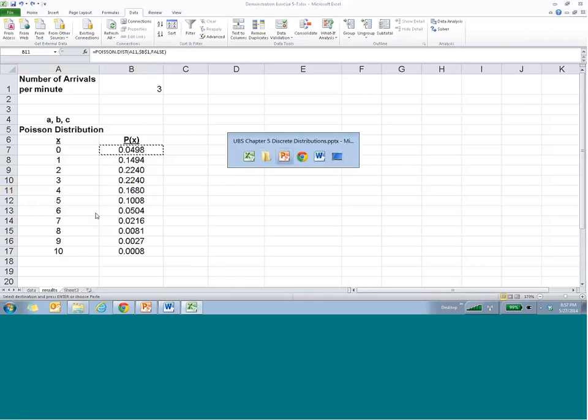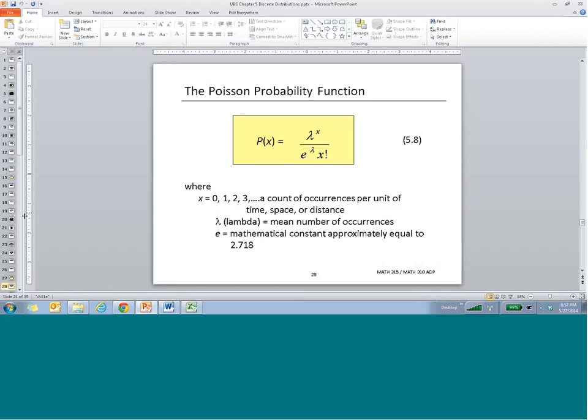Okay, so again, the idea behind this is I've got distributions that I can apply in certain situations. The binomial distribution: if I only have two possible outcomes and they're independent variables, et cetera, then I can apply the binomial distribution and use that instead of having to calculate out all the percentages.